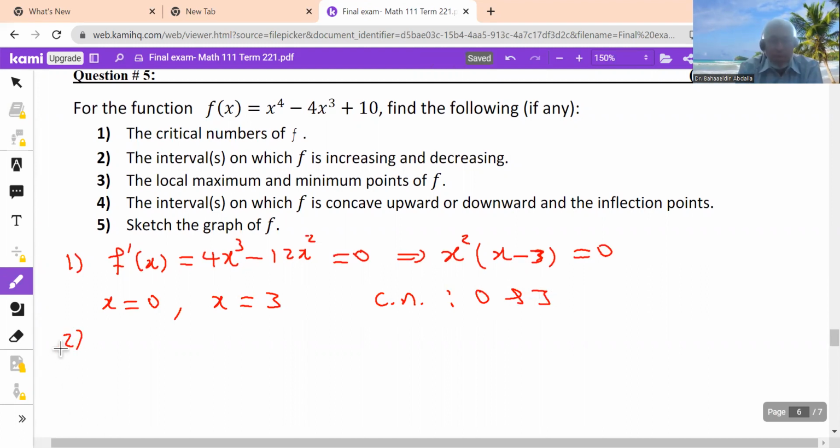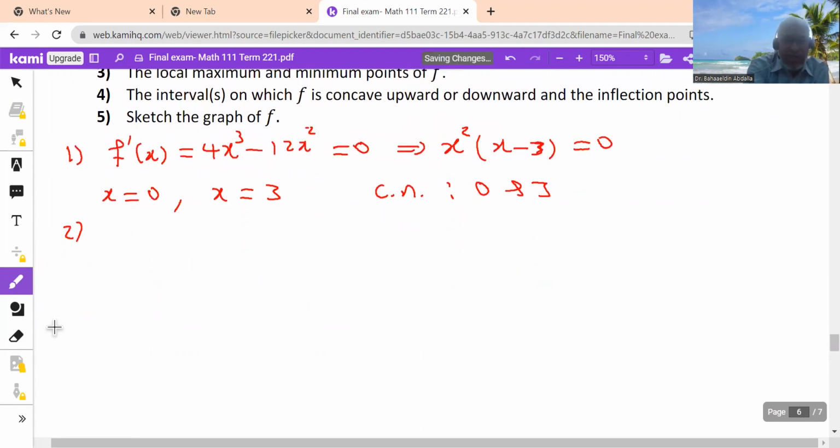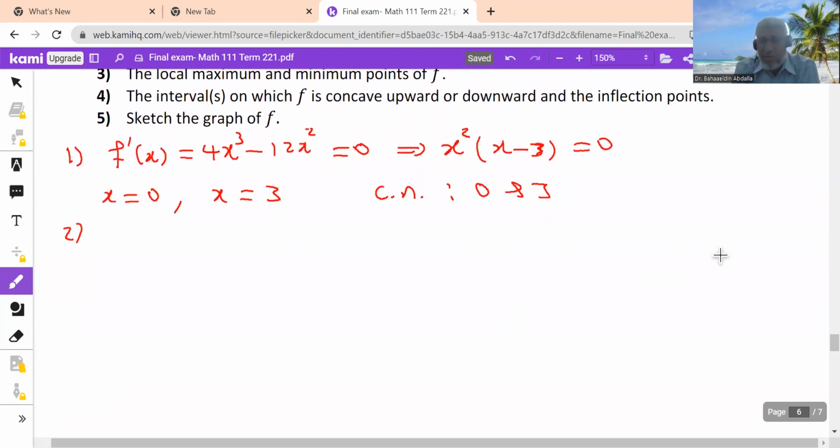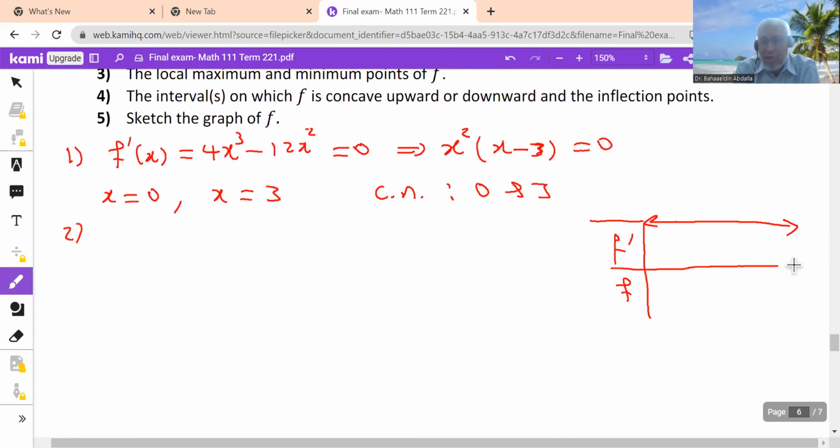Part 2, the intervals on which f is increasing or decreasing. Here I need to make a table for the signs of f prime, because we know that when f prime is positive, f would be increasing, and when f prime is negative, f would be decreasing. So I put the critical numbers. What are the critical numbers? I have 0 and 3, two critical numbers only, put them here, okay?